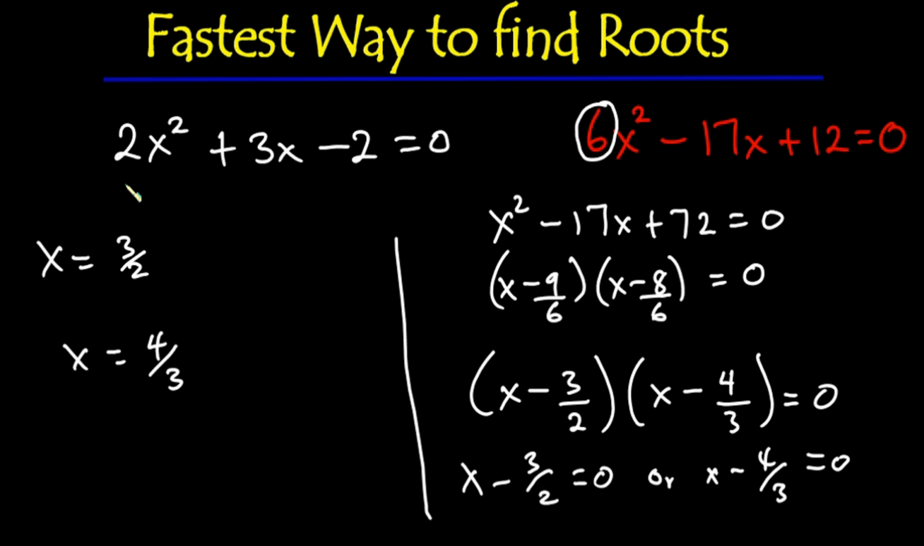Now before we go, I want to give you one to try. Use the same procedures to find the root of 6x squared minus 13x plus 5 is equal to 0.